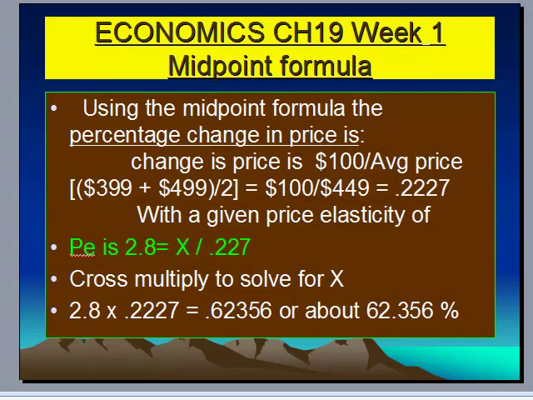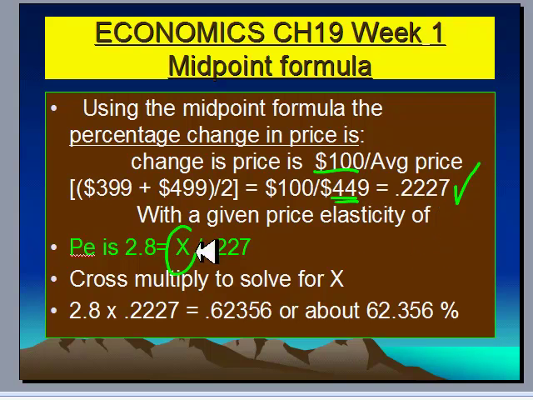Using the midpoint formula, we can calculate the percentage change in price. $1.00 is the change from $3.99 to $4.99. Divide by the average price. How do you get the average price? Take the initial price of $3.99, add the $4.99 and divide by 2, which brings it to $4.49. So we calculated the percentage change in price to be 22%.